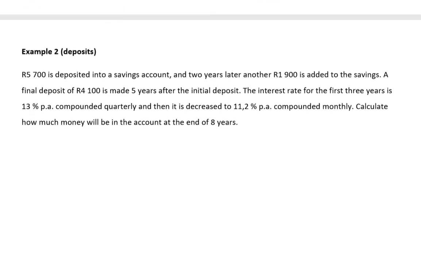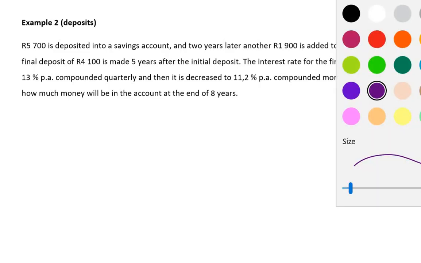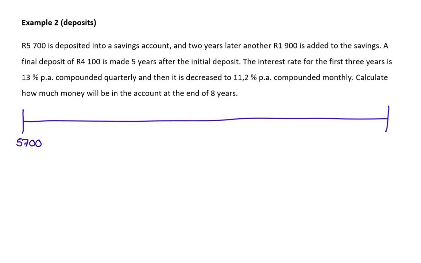Okay, let's look at another example. This example is what happens if you change deposits. Now again, I'm going to look at a different way of doing this compared to maybe grade 10. So this question says 5,700 Rand is deposited into a savings account. 2 years later, a further 1,900 Rand is added. A final deposit of 4,100 Rand is made after 5 years. 5 years after the initial deposit. So you've got to just be careful, is it after 5 years after the 2 years? But this said 5 years after the initial deposit.